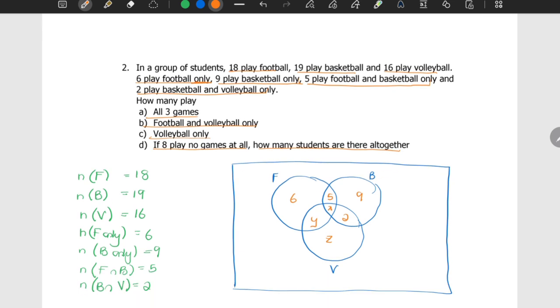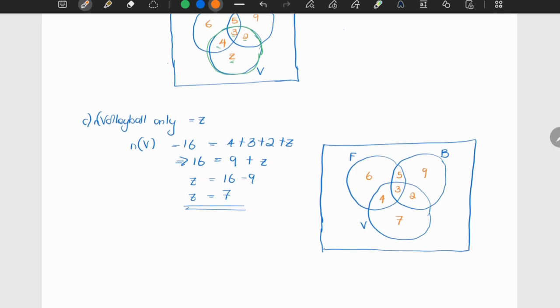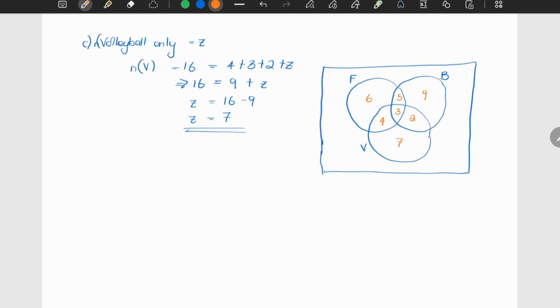All right, and then the next part, it says if 8 play no games at all, how many students are there altogether? So now we're told new information that to this diagram, to this universal set, we have 8 who do not play any of the sport. So then the total number of students now has to account for everybody, right?